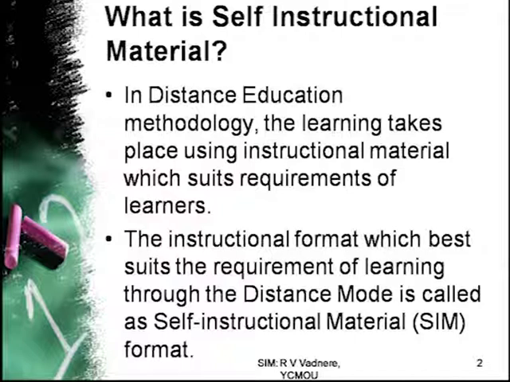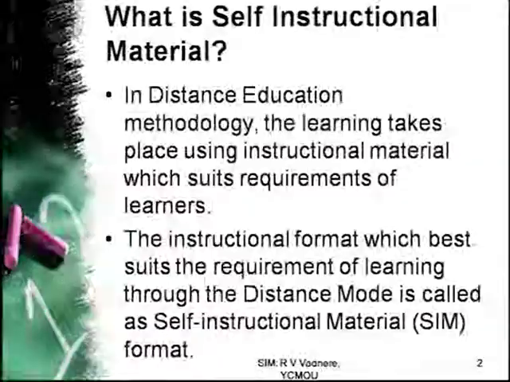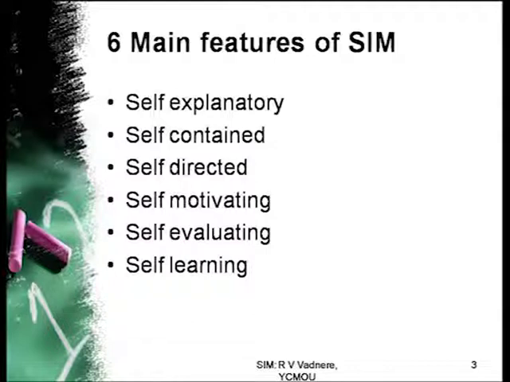What are the features of a SIM, self-instructional material? As I told you, our learner is one who does not have any other means of learning. He may be in isolated places, he may be a working person, he may be someone confined within the walls of a cell. So, his learning takes place only through the books given in the self-instructional format, or the audios or videos supplied by the university. So, it must have 6 basic features, because it is going to substitute a physical teacher.